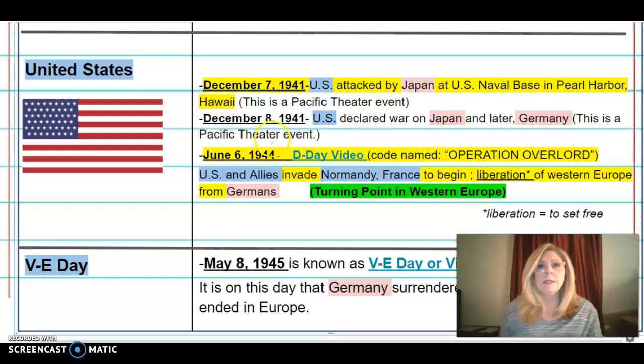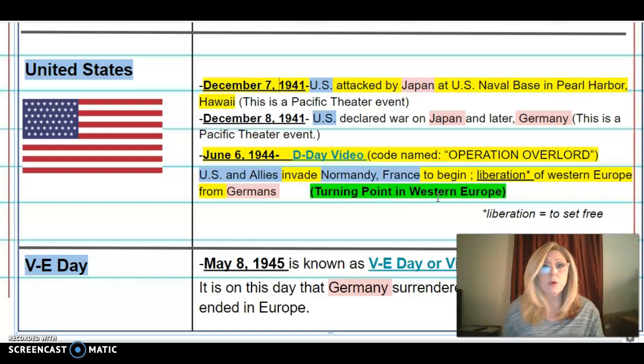But the idea is it's going to take something major to have a turning point for the Allies in Western Europe, because France has been overrun. A lot of those countries just didn't know what to do to keep the Germans at bay. They had already taken over. There was really nothing they could do.